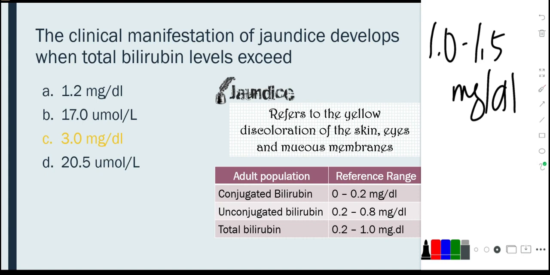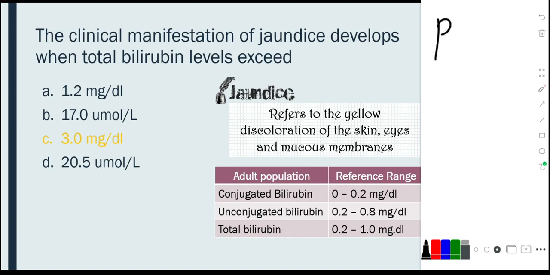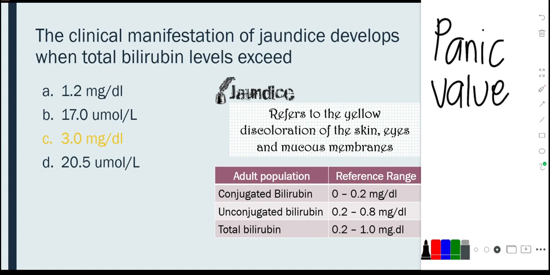Aside from that, other values that we have to know regarding the levels of your total bilirubin are as follows. The panic value of neonatal hyperbilirubinemia is at greater than 15 milligrams per dl. Again, the panic value for neonatal hyperbilirubinemia is at greater than 15 milligrams per dl.